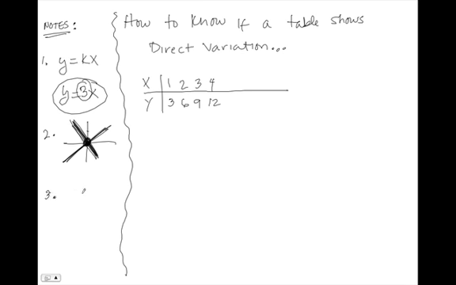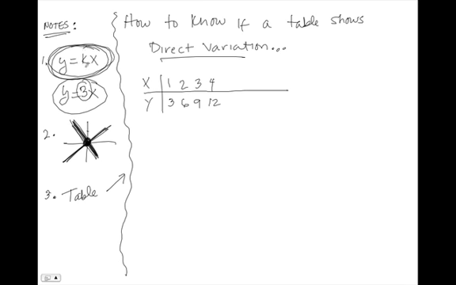Now, third thing, what if it's a table like shown over here? How do you know something's direct variation? Well, here's how you figure that out. Notice this equation right here, y equals kx. If it's in that form, good, direct variation. What if you did something else with that equation? What's the same as y equals kx?